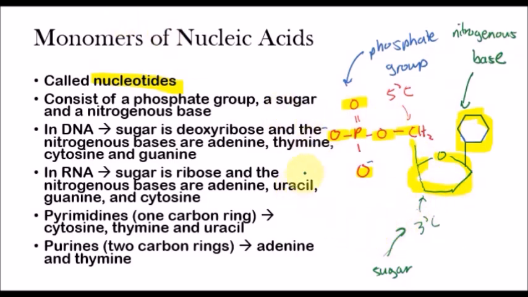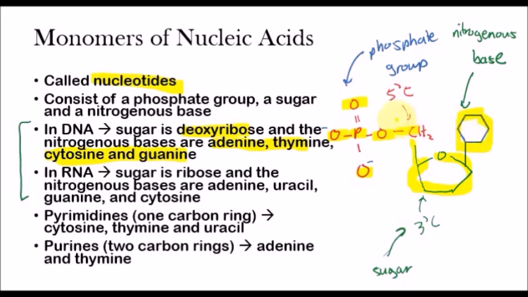So in DNA, the sugar is deoxyribose. You have to memorize the difference between DNA and RNA. In DNA, the sugar is deoxyribose, and the nitrogenous bases are adenine, thymine, cytosine, and guanine. This is something you probably learned in pre-AP, but if you forgot, this is something you need to remember. So the sugar right here is deoxyribose, and the nitrogenous bases right here can either be adenine, thymine, cytosine, or guanine.